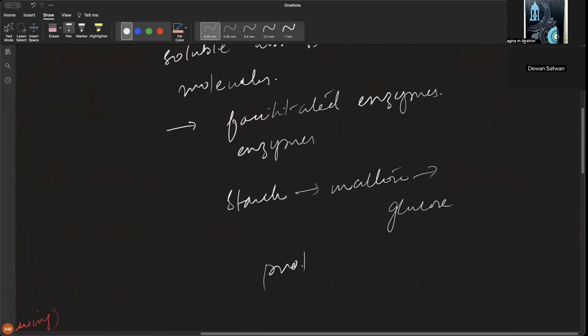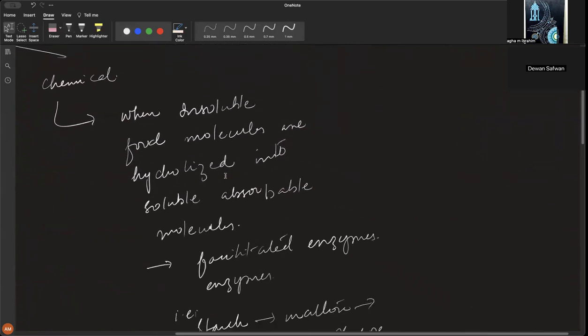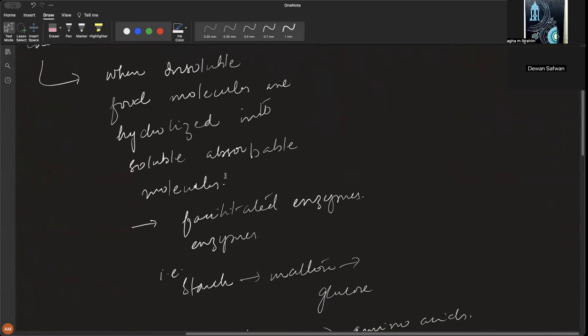Conversion of proteins into amino acids is an example of such type of digestion, chemical digestion. All right, and we know hydrolysis is basically the breakdown of insoluble substances into their subunits. Like carbohydrates are converted into their smallest subunits such as maltose, and then further into fructose, glucose.